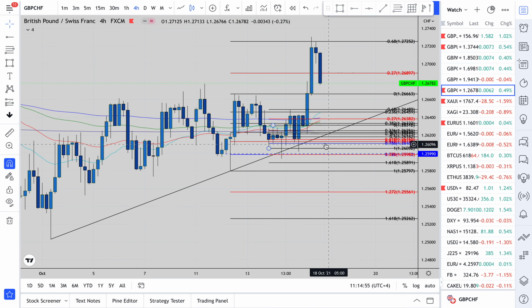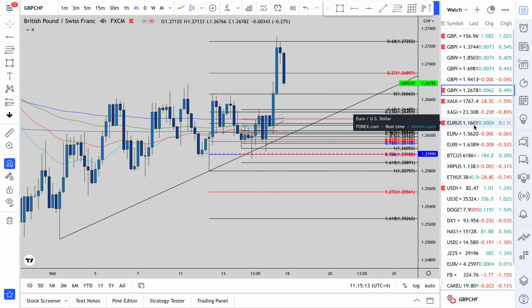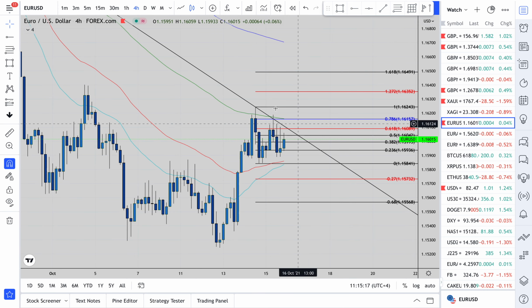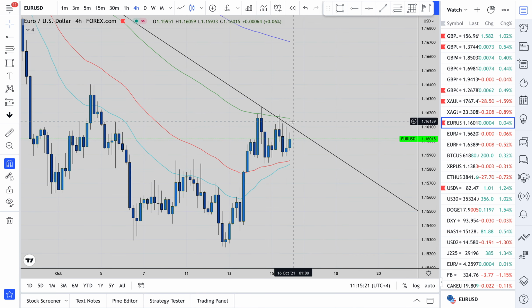I can't stress this enough, guys. So as you see, it fell down, touched it, and shot up like crazy. It's easy when you know how to do it, and you don't pick bad trades, you pick only the best ones, the ones that have the most confluences. And I think I took the EU as well. Yes, I took the EU trade as well. Let's see what I had here.